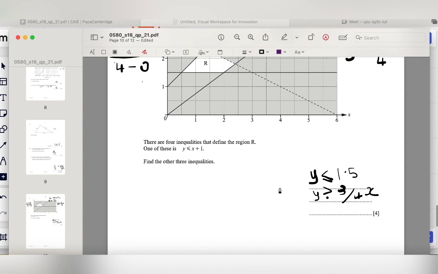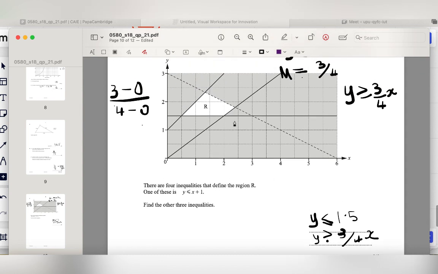Then the last inequality is this one. What's the gradient? The gradient for this broken line, you trace it to the vertical axis, it's 3 minus 0. So let's find m here. This one we're going to get a negative gradient, because you can see it's sloping this other way. 3 minus 0 over 0 minus 6. Why is it 0 minus 6? Because this is y2 and also serves as the x2 coordinate. So x2 will be 0 minus 6, this 6.